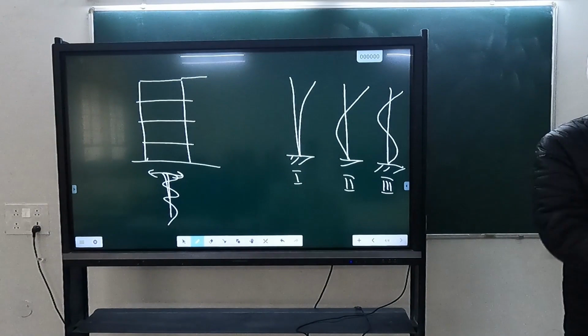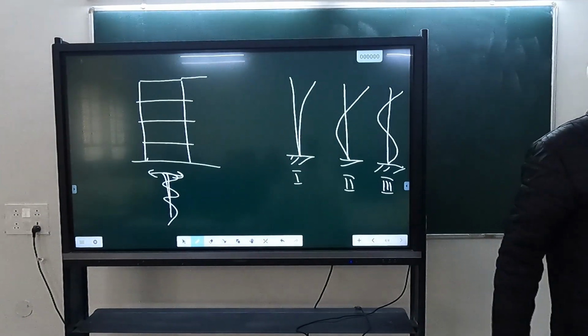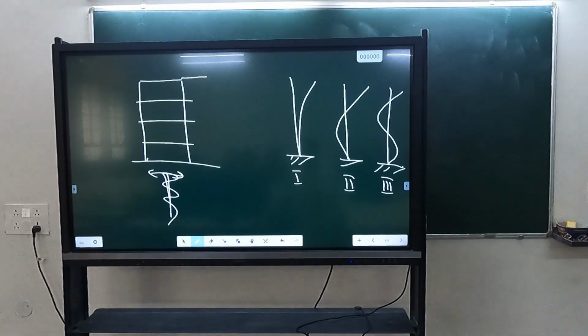Can you qualitatively draw on your copy? If you have taken a photograph of this building at an instant of time, how will that photograph look? What do you expect? So far, you have rightly pointed out that it will be a combination of modes. Fine, we know that it is a combination of modes.